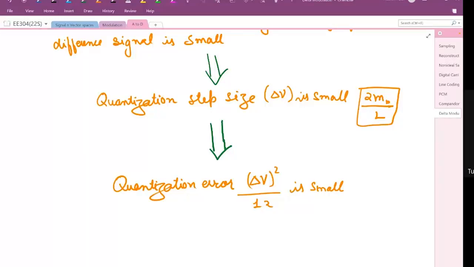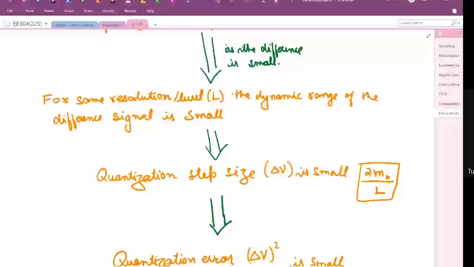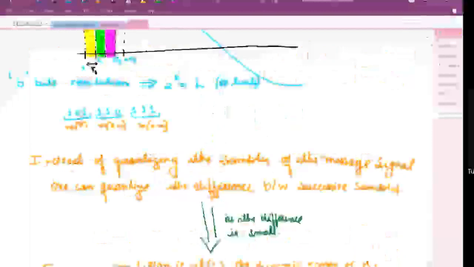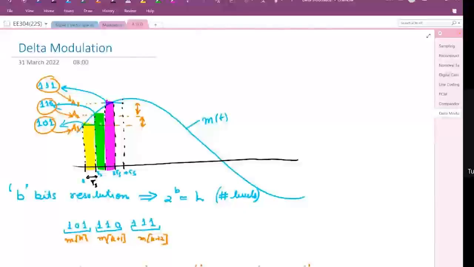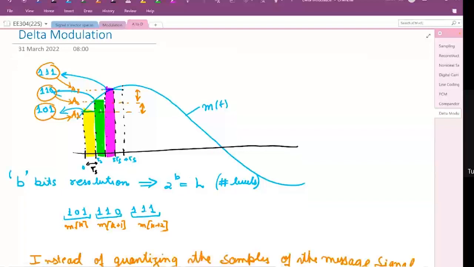So I have a doubt. Yes, go ahead. I did not understand the concept of del V being small, because even in the previous case, if we took finer levels, del V will be small and quantization error will be small. So if we take finer quantization levels, what is the need of doing this different stuff?